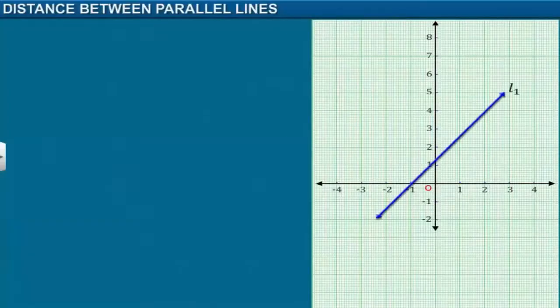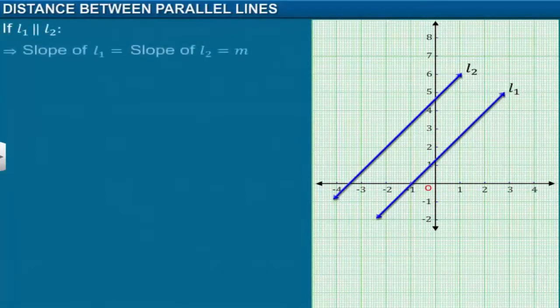Now, let us find the distance between two parallel lines, L1 and L2, in a coordinate plane. Since lines L1 and L2 are parallel, their slopes m must be equal. Thus we represent line L1 as y is equal to mx plus c1 and line L2 as y is equal to mx plus c2 in the slope-intercept form, respectively. Note that the intercepts c1 and c2 must be different. Otherwise, the two lines will overlap and the distance between them will be 0.